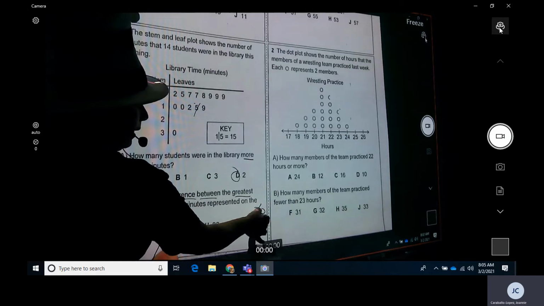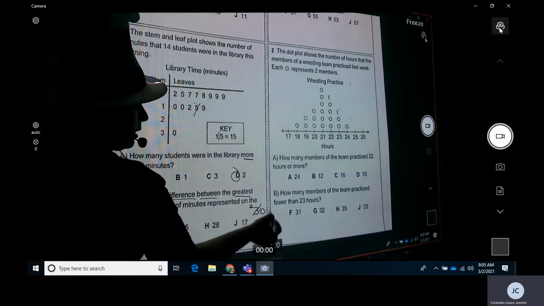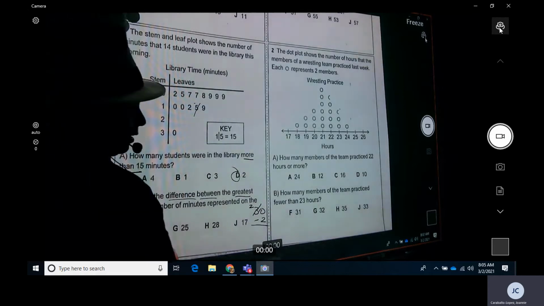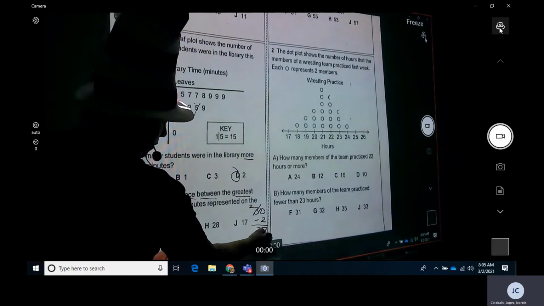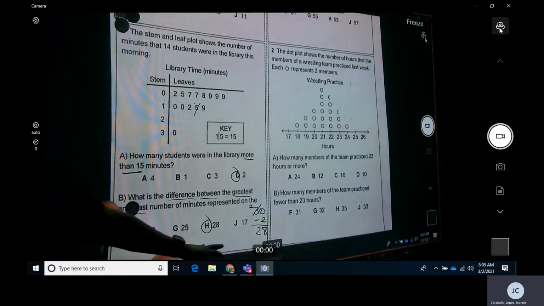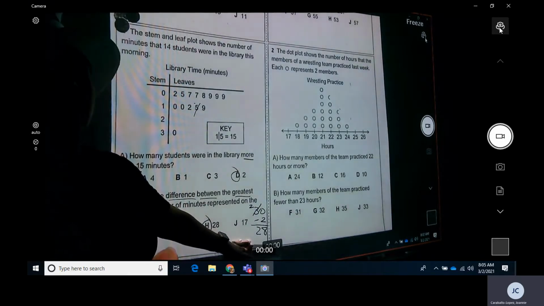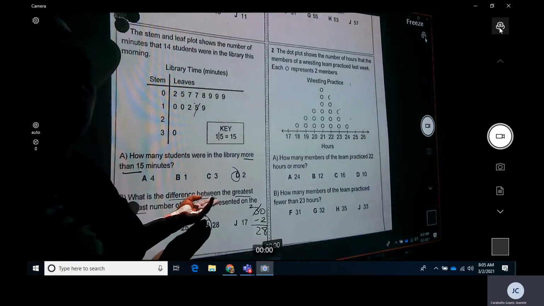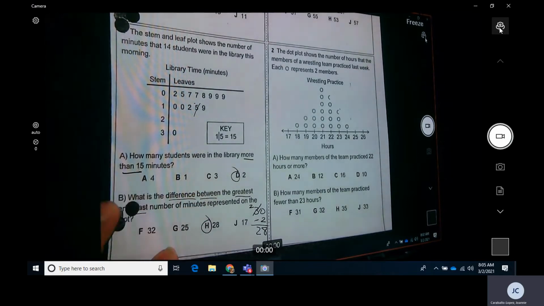No, so I have to borrow from my neighbor. That becomes a 2, and this becomes a 10. 10 minus 2 is 8, and I bring down the 2, and my answer is 28. The difference is 28 minutes from the greatest to the least amount of minutes. So la contestación es 28, que es la diferencia entre la cantidad mayor de minutos a la cantidad menor.